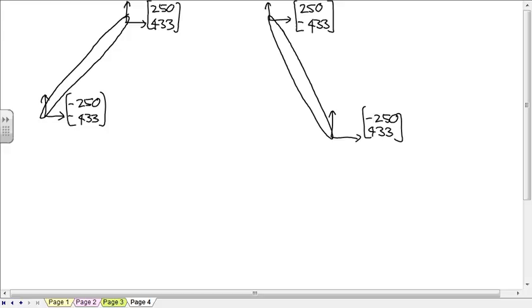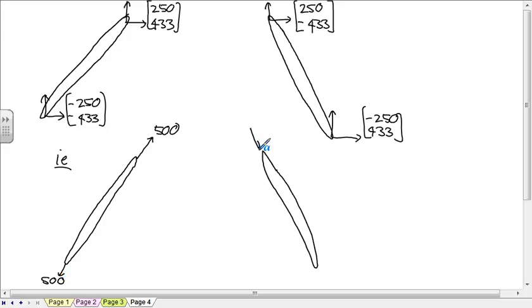And if you used inverse tangent to figure out those angles and compared them to the angles of these members, what you would get is that this member is entirely in tension with a force magnitude of 500 newtons. And the other member is entirely in compression with a force magnitude of 500 newtons.